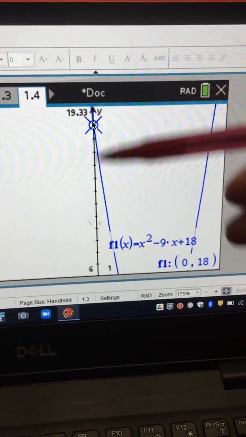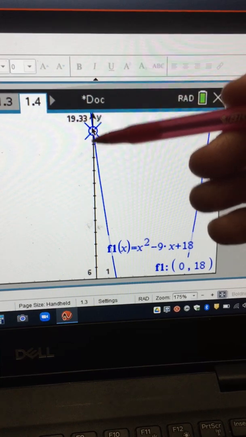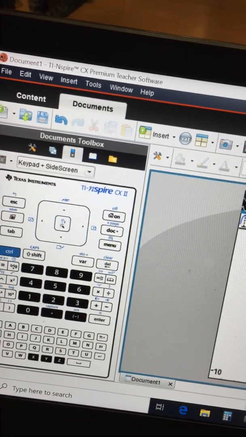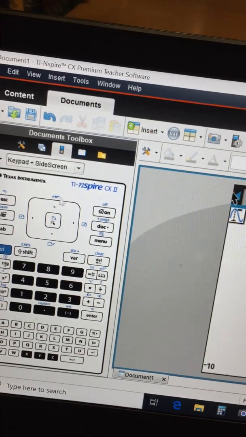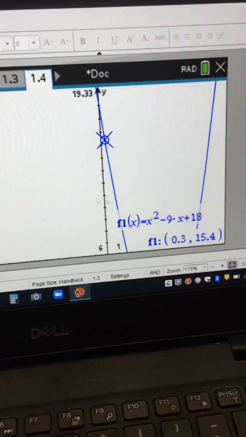Now, if I remember, I'm right now up at positive 18, so I need to come down the y-axis. So I need to go left and right only. Only left and right will move you around. If you go up and down, you won't move. But I want to go to the right. Every time I click to the right, watch my cursor, it moves.